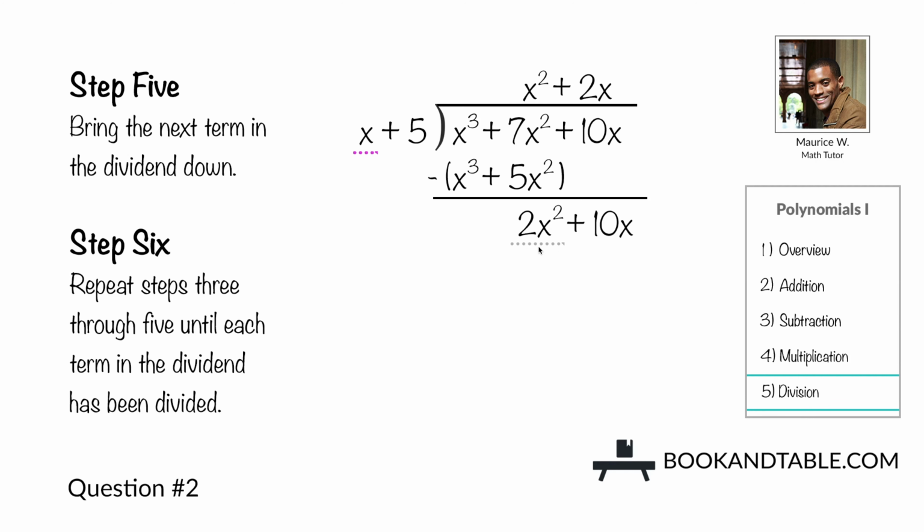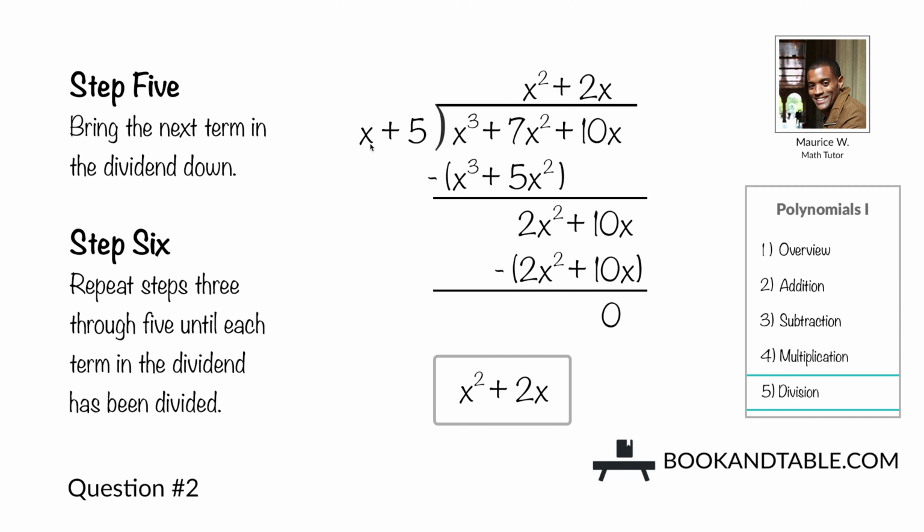And now we'll repeat steps 3 through 5. So we'll divide the first term by the term with the highest degree. So 2x squared divided by x gives us 2x. And now we'll multiply this answer, 2x times the divisor, giving us 2x times x, which is 2x squared, and 2x times 5, which is plus 10x. We'll subtract that product from the dividend, giving us 2x squared minus 2x squared, which is 0, and 10x minus 10x, which is 0. So we get a quotient of x squared plus 2x.